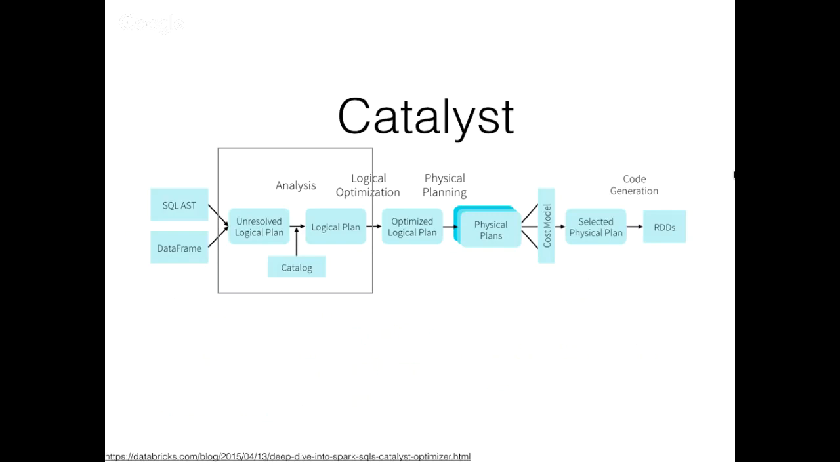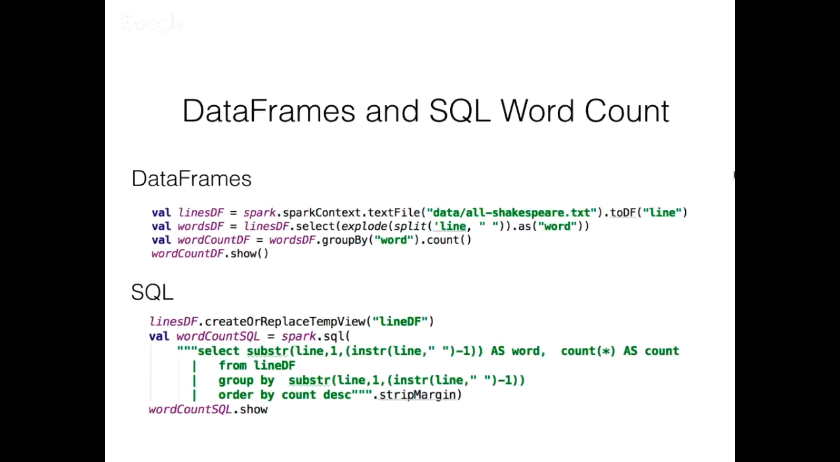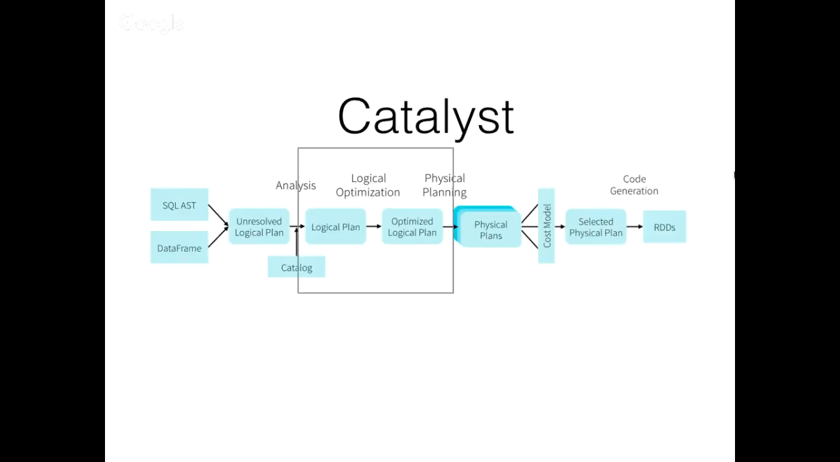So Catalyst does three things. It does analysis. Analysis basically just goes through your code here and here and makes sure that, hey, you do have a data frame called line, you do have columns called word and line. Right? It just goes in and substitutes all the unknown values with references to real data.